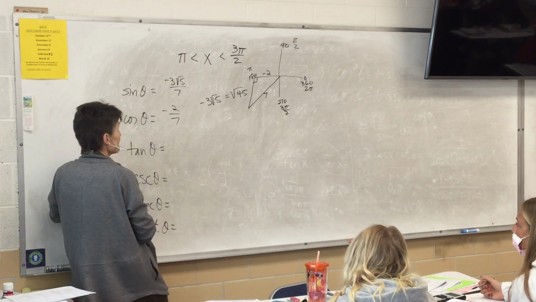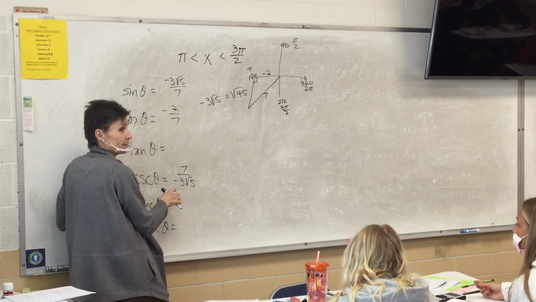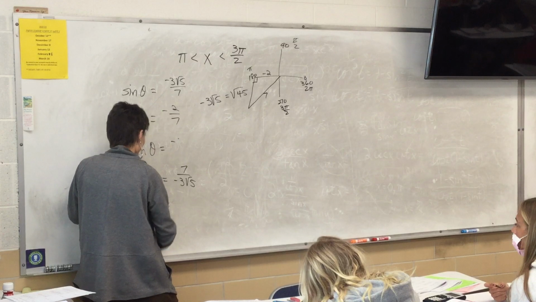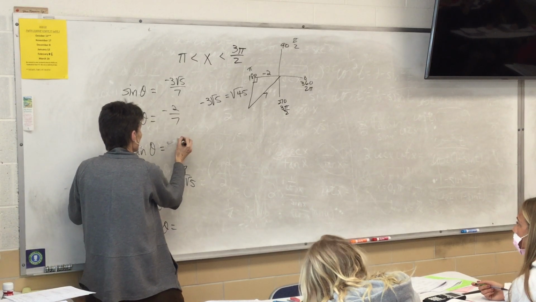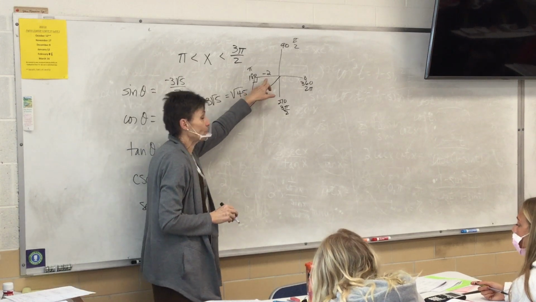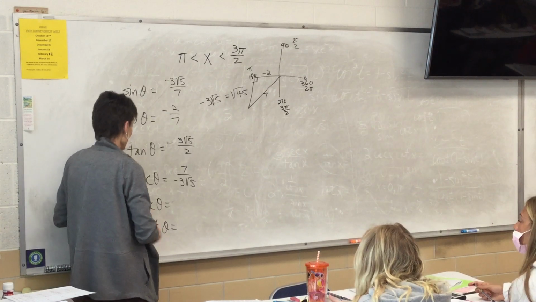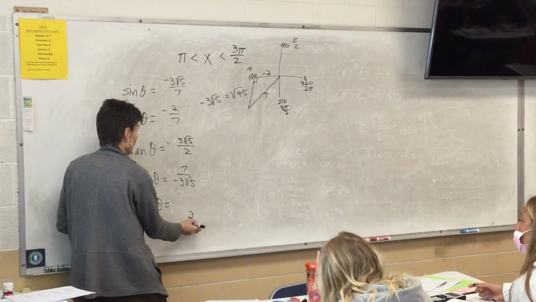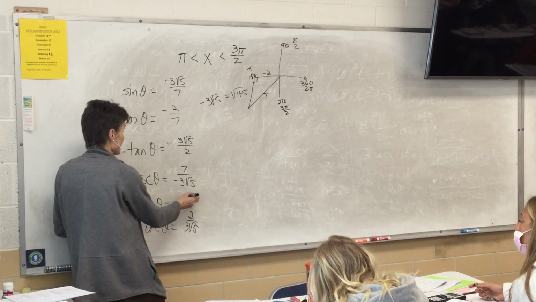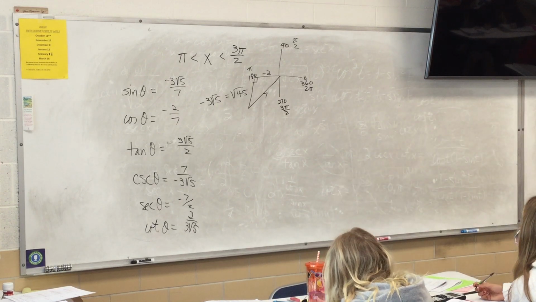Which makes the cosecant 7 over -3 root 5. I'll fix that in a minute. Tangent is negative, oh actually it's going to be positive, isn't it? Because it's 3 root 5 over 2, -3 root 5 over -2, so it'll be positive. And that means the cotangent is 2 over 3 root 5. And the secant will just be -7/2 because it's the reciprocal of the cosine.